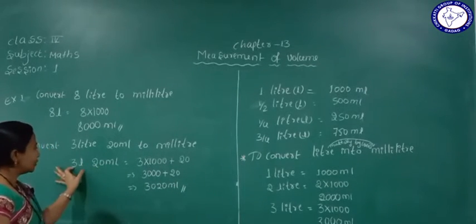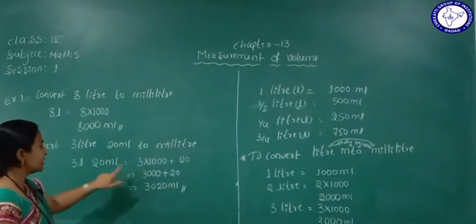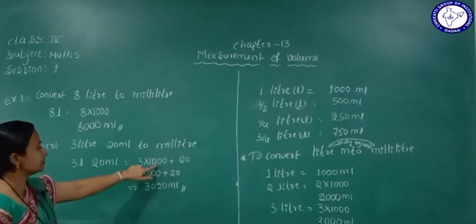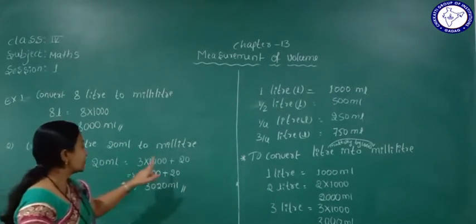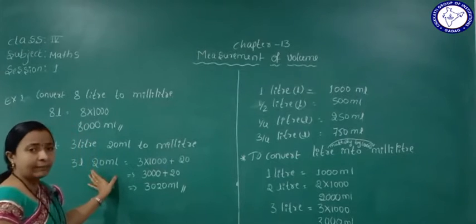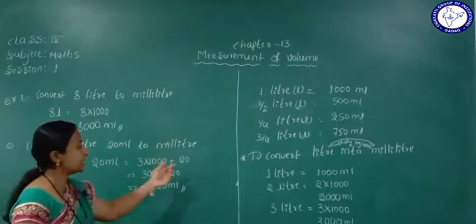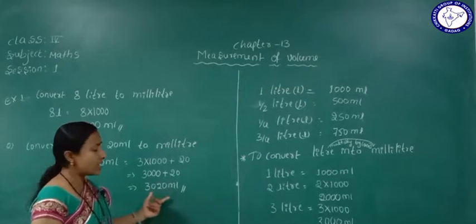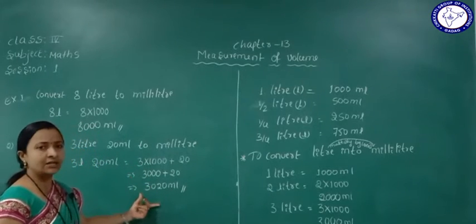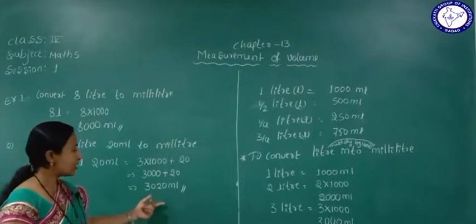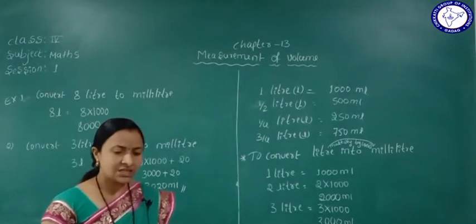So we can get the answer 3020 ml. Understood? So only the liter part we will be converting. The 20, which is already in milliliters, we will keep the same, and after that we add it to the converted milliliters. Understood this one? Okay.